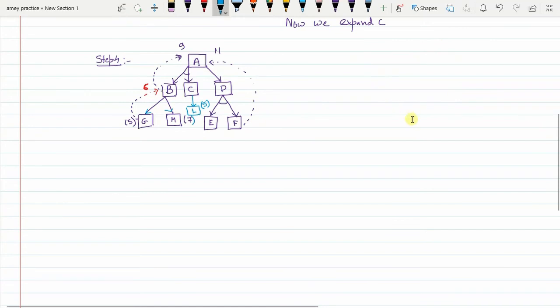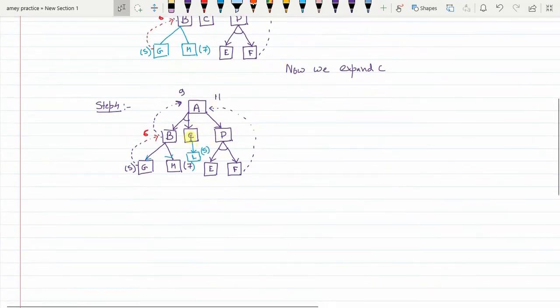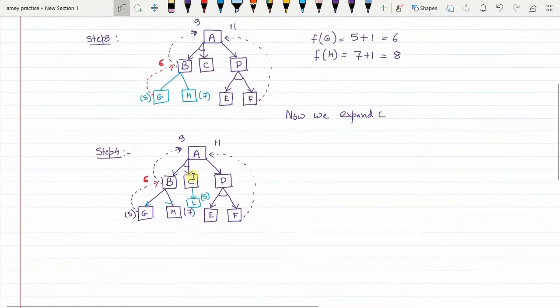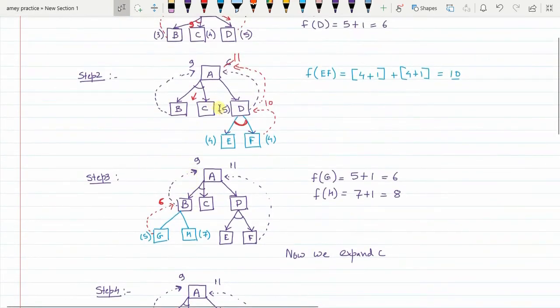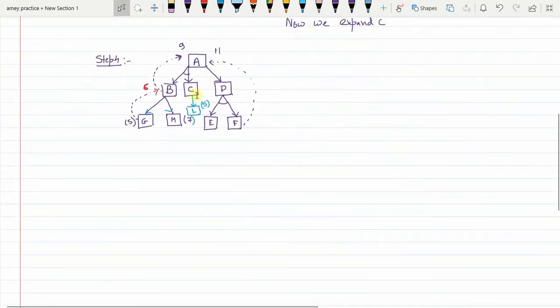Before expanding C, we have to check whether C is a goal node. C is not a goal node, so then we expand C. C is not a goal node because you see the heuristic value of C happens to be 4, right? So the heuristic value of C happens to be 4, correct? So C is not a goal node, that's why we expanded to generate the first child, that is L. That's only one child, suppose.